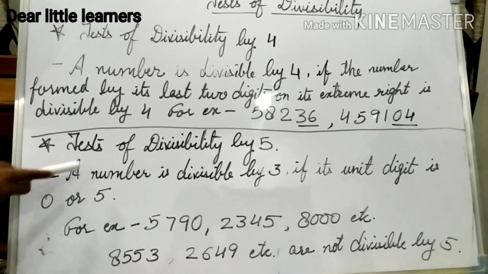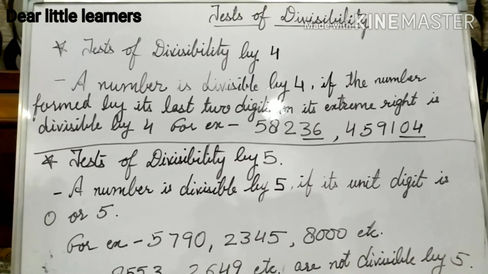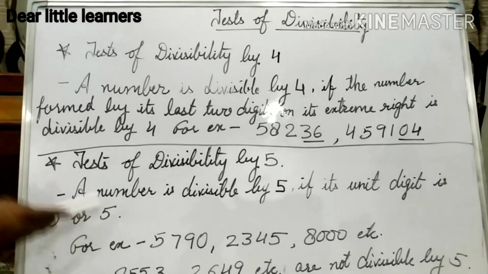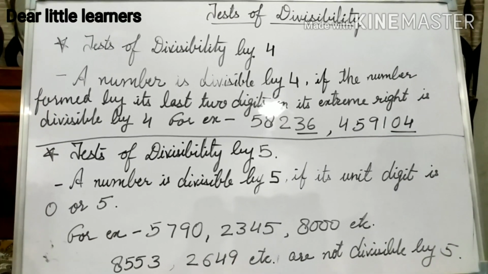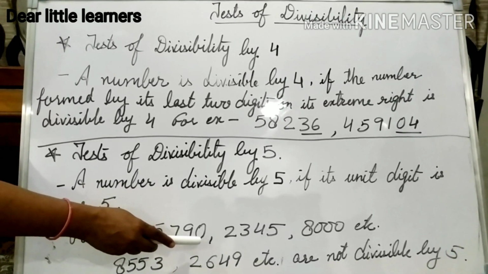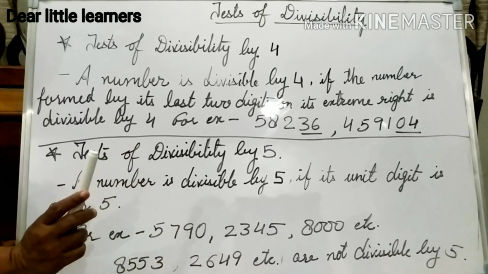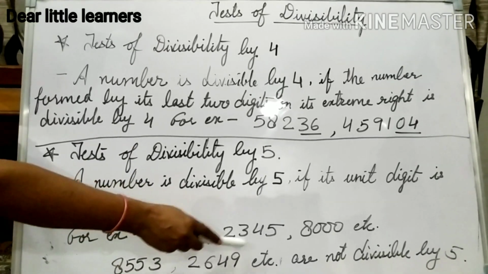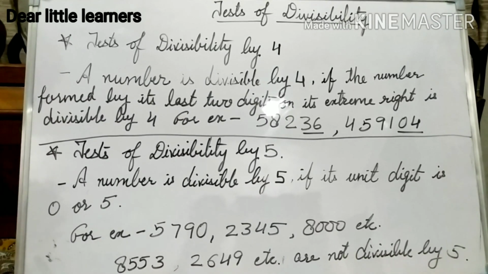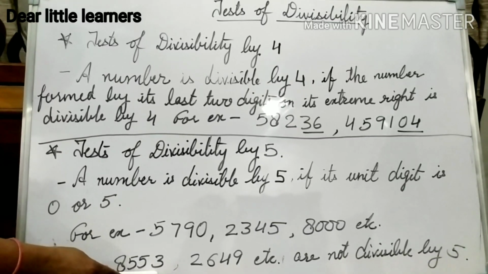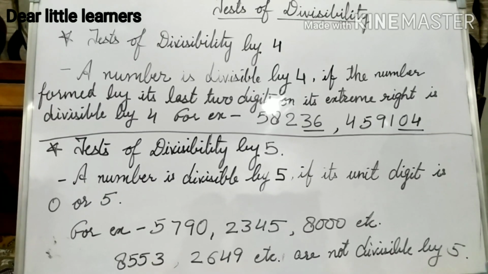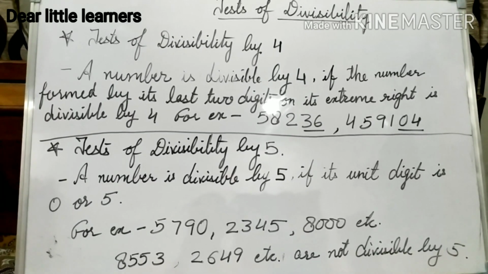A number is divisible by 5 if its unit digit is 0 or 5. Whenever we have to find out whether a number is divisible by 5 or not, we only need to check the last digit. It should be either 5 or 0. So these numbers which have 0, 5, 0 at the last or units place are divisible by 5. Whereas the numbers which have 3, 9 or any other digit other than 5 or 0 will not be divisible by 5. Okay, so this is the test of divisibility by 5.